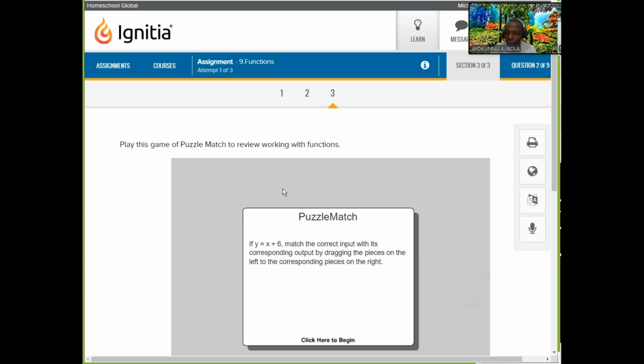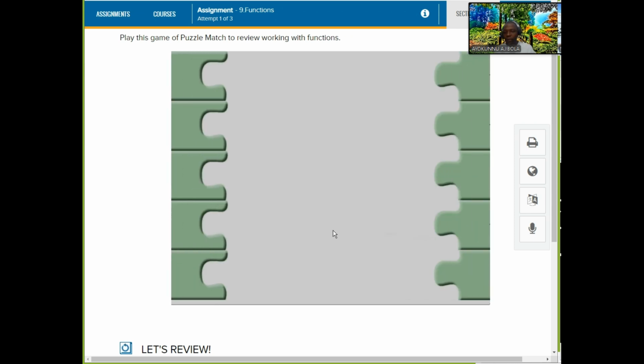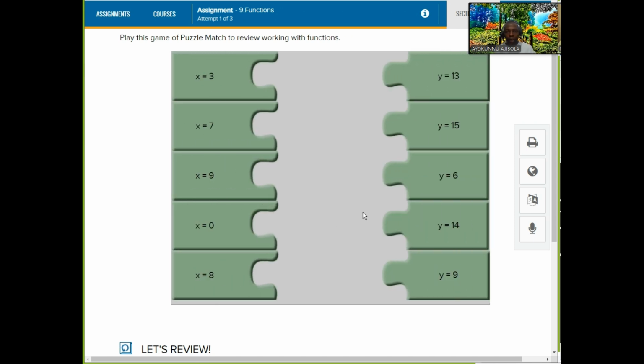Okay, we want to look at the puzzle. If y equals x plus 6, match the correct input with its corresponding output by dragging the pieces left to right. Now, are you ready? Yes. y equals x plus 6. Now tell me the one that matches. I'm waiting, Miggy.